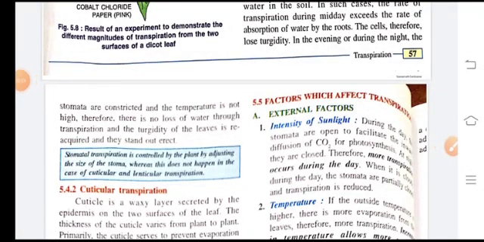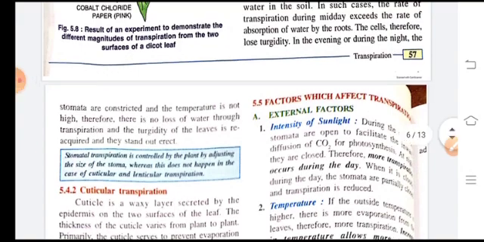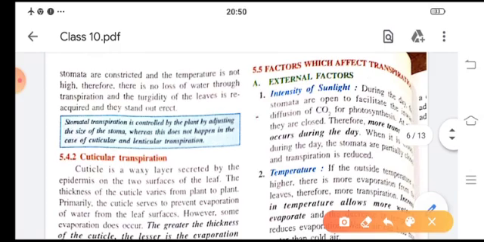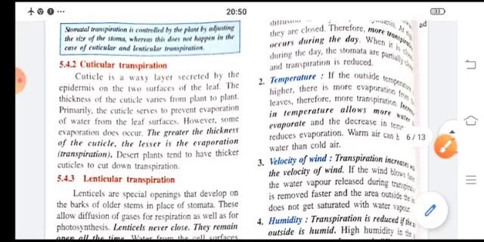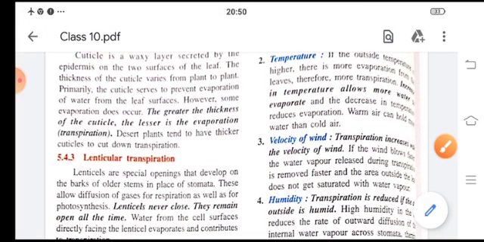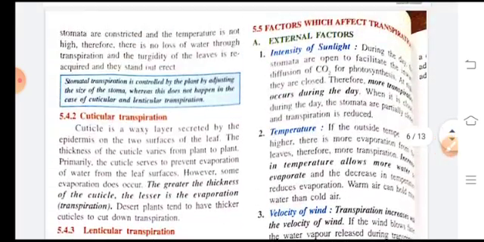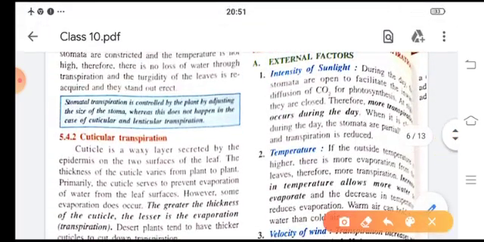So today we are going to start with the factors which affect the transpiration process. There are external factors which affect transpiration, and internal factors are also there which affect transpiration. The external factors are intensity of sunlight, temperature, velocity of wind, humidity, carbon dioxide, and atmospheric pressure. So let's take intensity of sunlight.